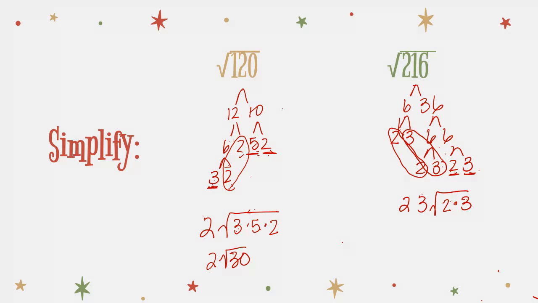Now remember I talked about how I multiply these numbers? You can probably guess what I'm going to do with those numbers out front. I'm going to multiply those as well. And I'm going to get 6 on the outside and 6 on the inside. So this simplifies to be 6 square root of 6.